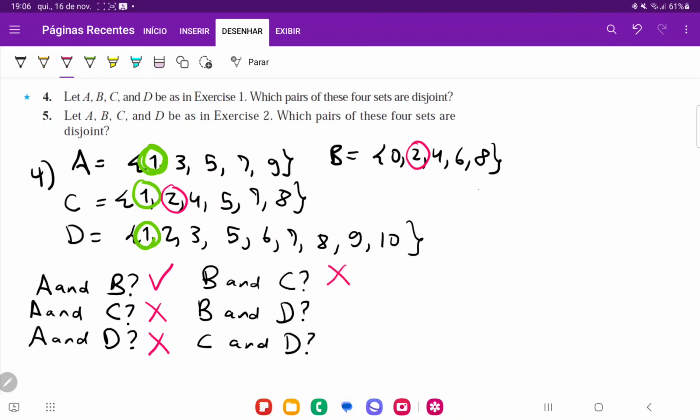What about B and D? Well, B and D also has 2. So 2 is in D, 2 is in B. So that's not disjoint. What about C and D? Well, C and D, they have 1 in common. They have 2 in common. So that's definitely not disjoint. So the only 2 sets that have nothing in common are sets A and B. That is it for this problem.